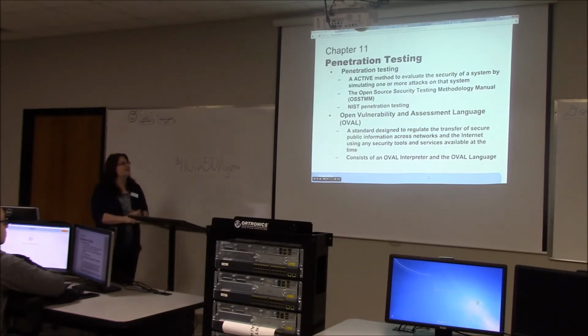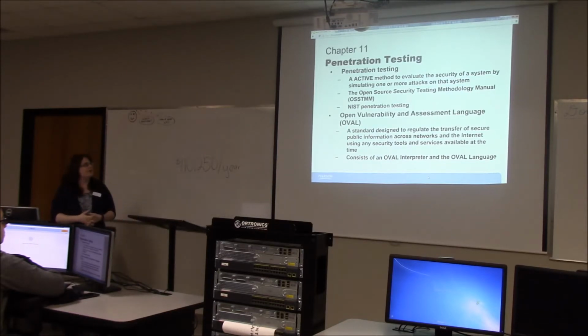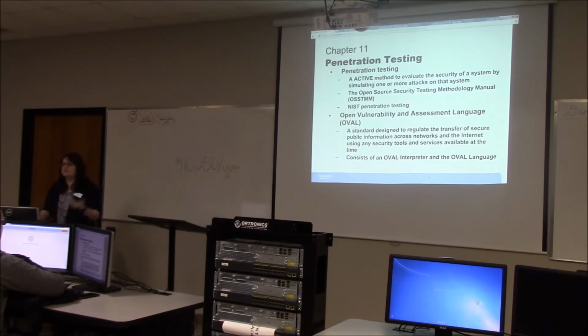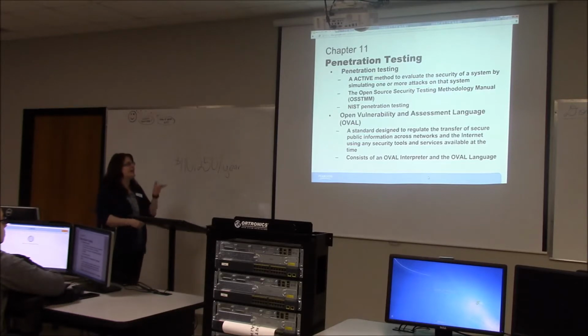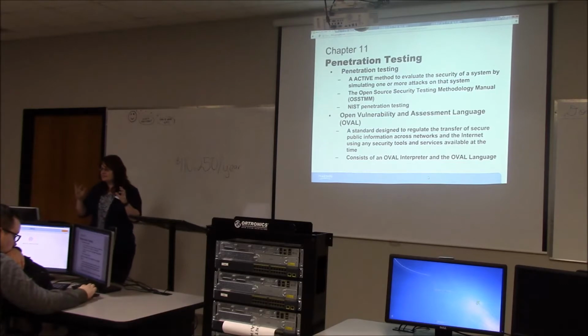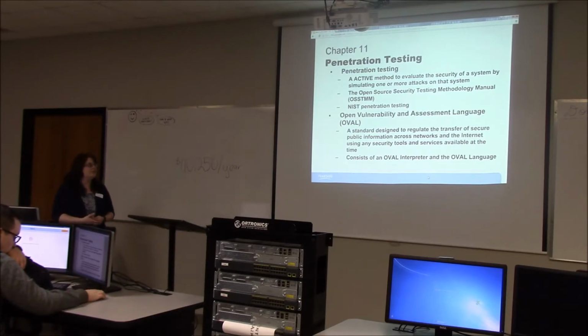Penetration testing is active. So we evaluate the security system with it by essentially simulating an attack on it and then seeing what the response is that comes back after the attack. There's a manual that's open source that gives some pointers on that, but you don't need to remember that for the test. You can use penetration testing in cooperation with the NIST standards. They do have standards written for that.